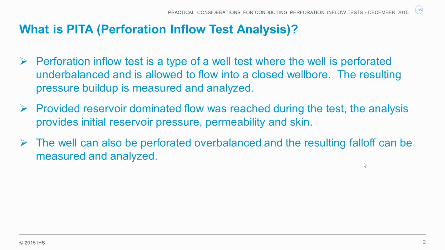The data set that we get out of this test looks like a buildup test, except there is no production prior to the test. Provided reservoir-dominated flow was reached during the test, the analysis provides initial reservoir pressure, permeability, and skin. The well can also be perforated overbalanced, and the resulting fall-off can be measured and analyzed. This methodology works both ways for perforating overbalanced and underbalanced.